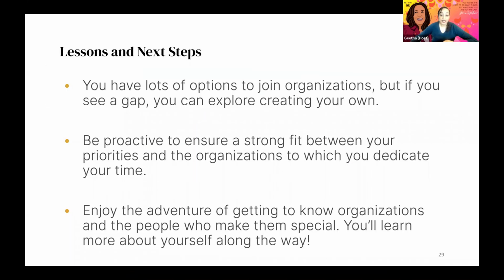We didn't spend a lot of time talking about how to start an organization, but before you do, you have to go through this process of looking at the existing landscape to determine if starting an organization is better than working with an existing one. The key is to be proactive and to ensure a strong fit between your priorities and the organization to which you're planning to dedicate hours to start.